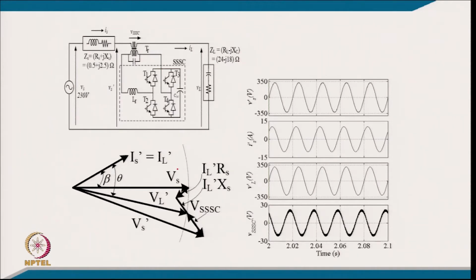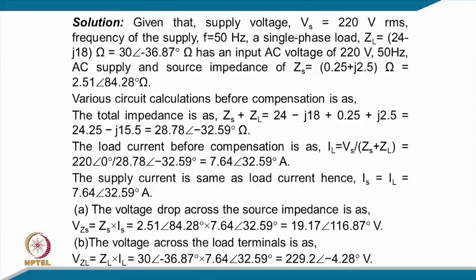So, this is the phasor diagram after designing and putting in the values, and these are the results. You have Vs, the point of common coupling voltage, then the common current, which is the load current, and this is the load voltage, which is regulated to the rated voltage of 220, and this is the injected voltage by the series compensator.